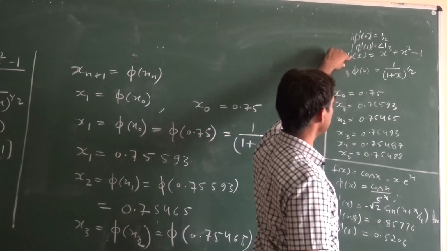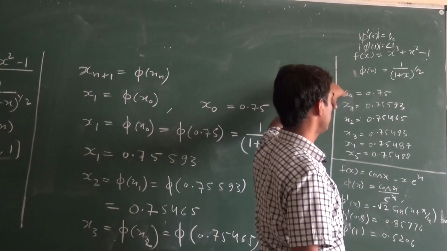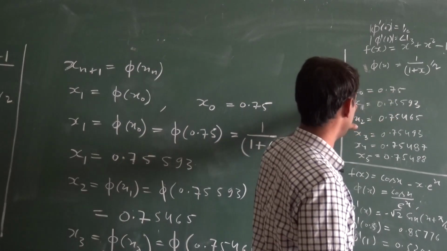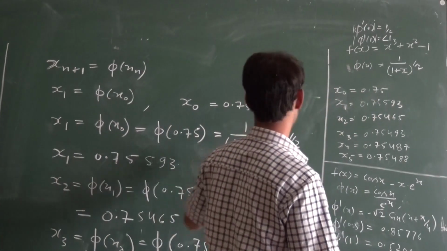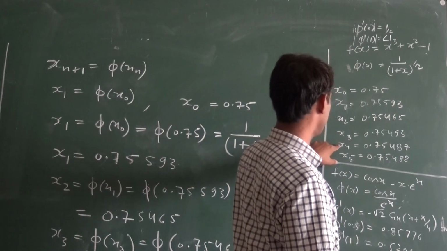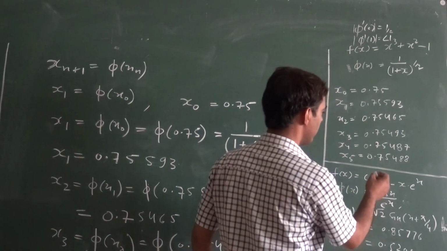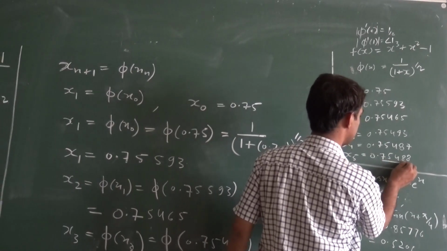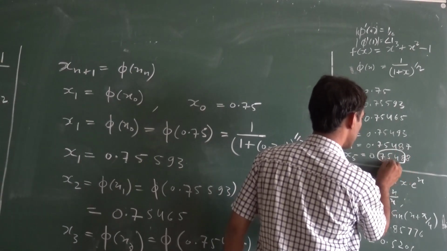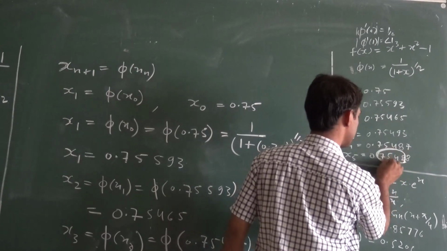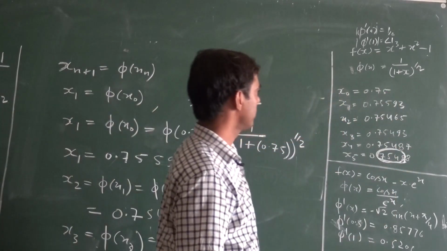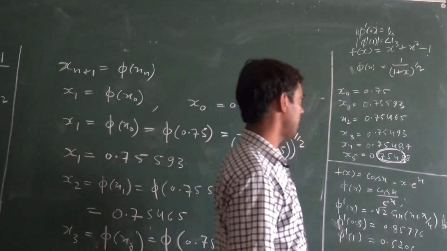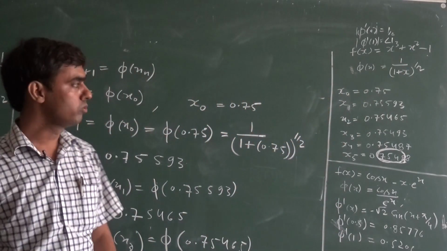This one is fx, this one is phi x, this one is x0 equal 0.75, the initial value. Then x1, x2, x3, x4, x5, and here we are able to find up to the 6th iteration the root correct up to 4 decimal places. Here we choose phi x as 1 upon (1 plus x) to the power 1 by 2.